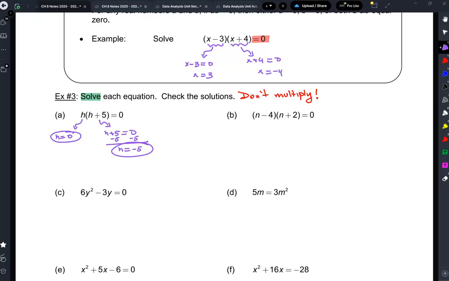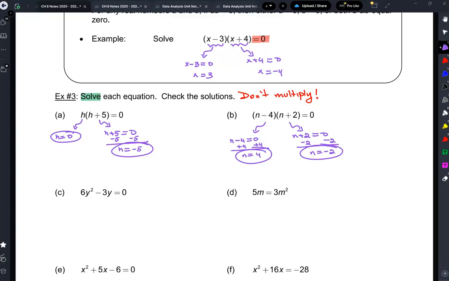Okay, this one is one thing times another thing equals 0. So I can do that for this too. n minus 4 is equal to 0. n plus 2 is equal to 0. Add 4 to both sides. n equals 4. Subtract 2 from both sides. n equals negative 2. And there we have it. Okay?